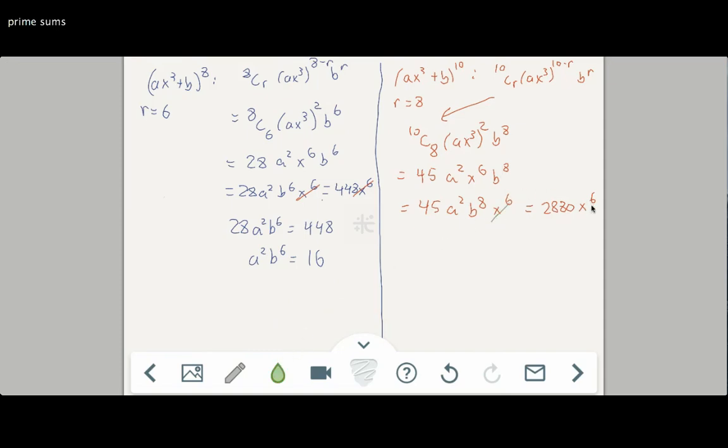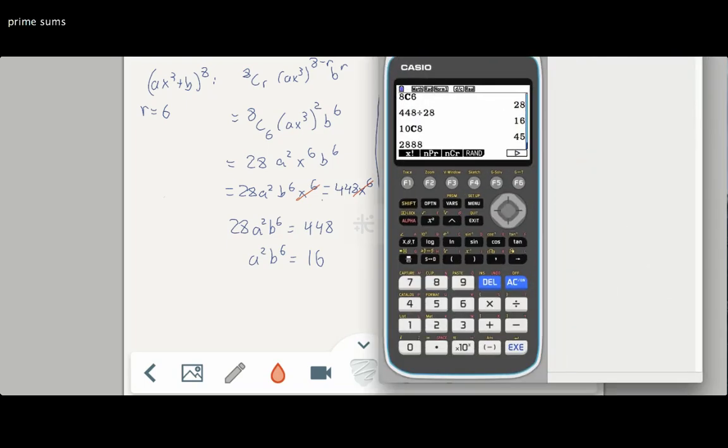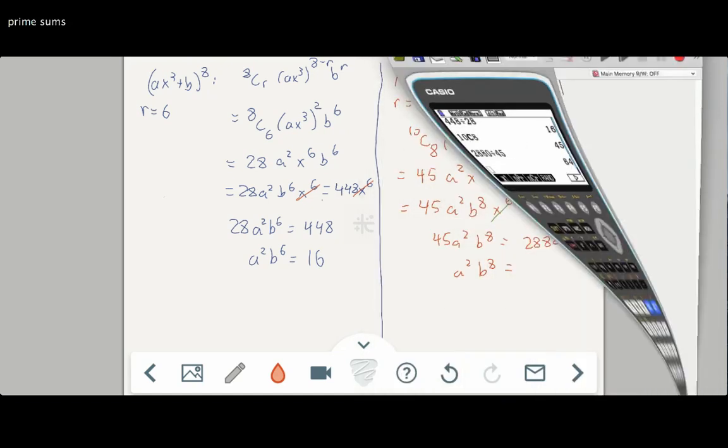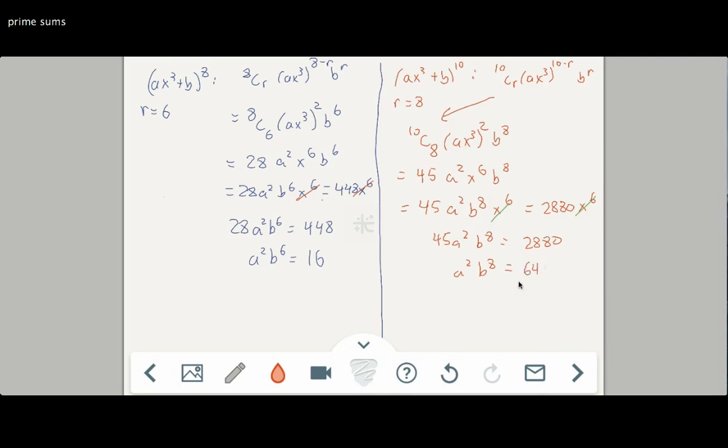So we divide x to the 6 from both sides, and we can get our second equation. So 45a squared b to the 8 equals 2880. And now we can divide both sides by 45. A squared b to the 8 is equal to 2880 over 45, which is 64. All right, so we have our two equations. A squared b to the 6 equals 16. A squared b to the 8 equals 64. Now let's actually solve for a and b.